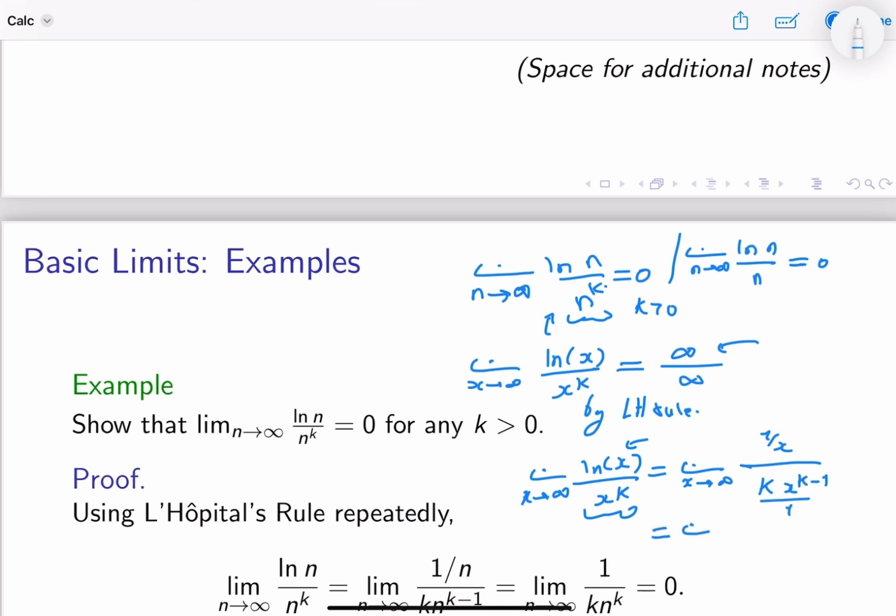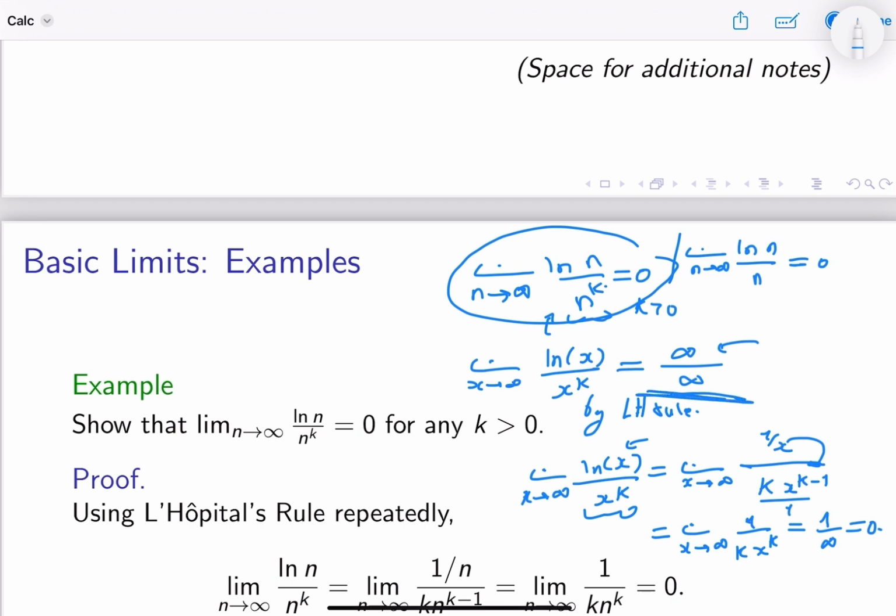You divide this by 1 and you multiply things out, and you get that this is the same as 1 over k x to the k, right? Because you multiply this and this. And well, what is this? This is just 1 over infinity, which is 0, right? So your guess was actually right, but it wasn't immediate.